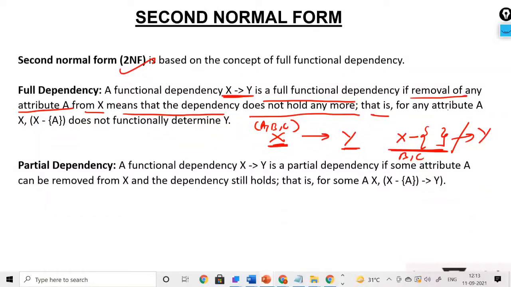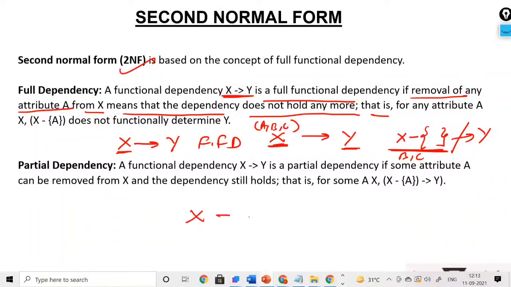That is what it is showing. If removal of any attribute A, it could be B also, from X means that dependency should not hold anymore. That is, for any attribute A, X minus A does not functionally determine Y. So in this case, by removing any attribute from X, if the functional dependency is not holding anymore, then this type of dependency is called full functional dependency. That is, Y is fully functionally dependent on X. You cannot remove any attribute.